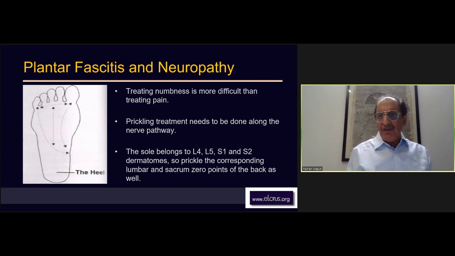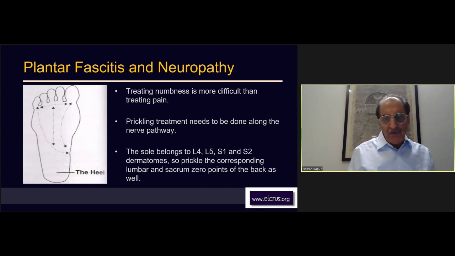And the pricking needs to be done along the nerve pathway, which we have shown there. And we all know, in addition to that, the sole belongs to L4, L5, S1, and S2 dermatomes. So you will prick the corresponding lumbar and sacral zero points on the back as well, and you will get amazing results.